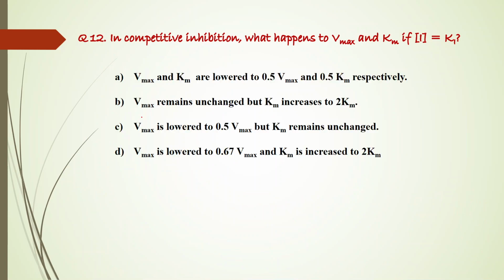It is a math question. It is very easy. I expect that all of you will be able to do that. It is saying, in competitive inhibition, what happens to Vmax and Km if I is equal to Ki. So you have to remember the equation for competitive inhibition, or the Michaelis-Menten equation, and do this particular mathematics. I will give you some time. It will just take 1 minute to solve this question. Please do try it by yourself and then I will show you the solution for this.